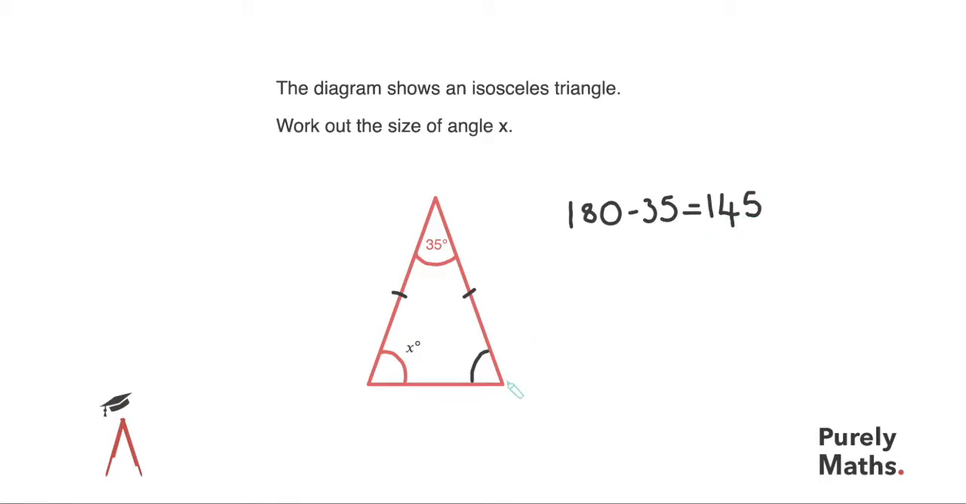And then, because these two base angles are the same size, I can just divide 145 by 2 to work out the size of one of them. And that would be 72.5 degrees. So this angle X here is 72.5 degrees.